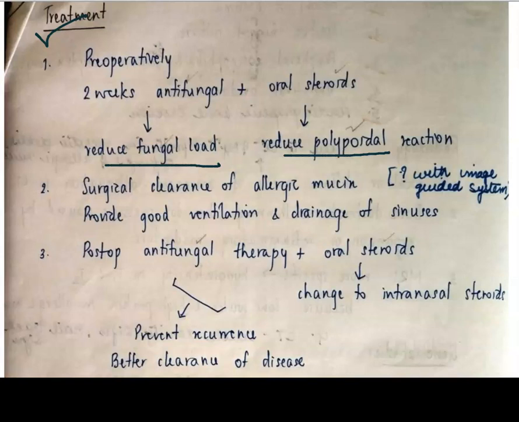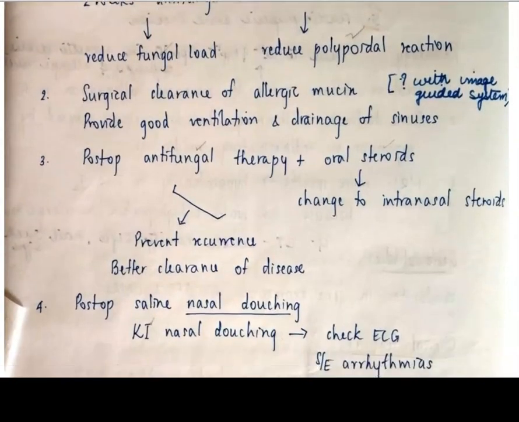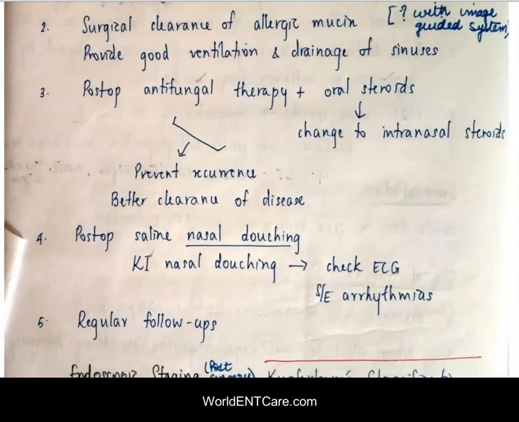The surgical clearance of allergic mucin is the treatment of choice, which provides good ventilation and drainage to the sinus. If it is a revision surgery, because the chances of recurrence are more, in case of revision surgeries we can even use an image guided system. And post-operatively, again antifungal therapy or oral steroids are needed. That is again to avoid recurrence and for better clearance of the disease.